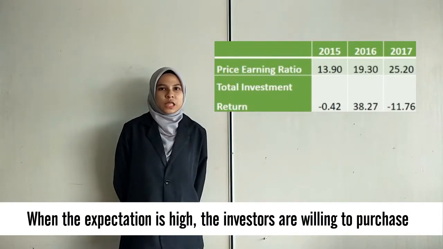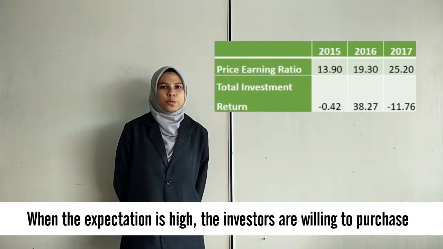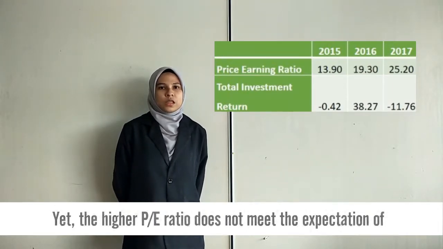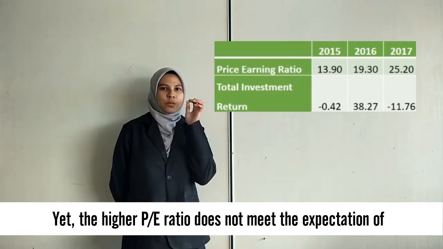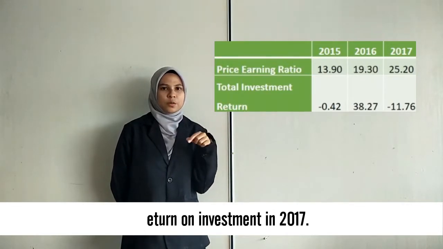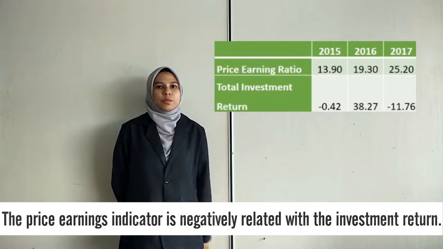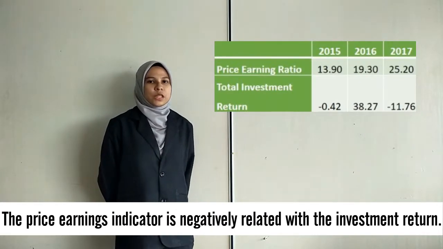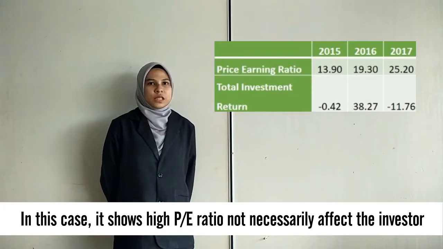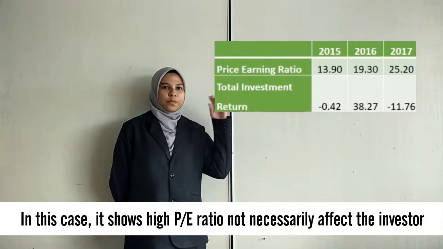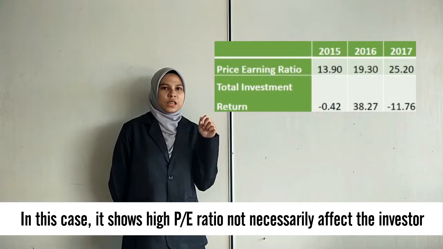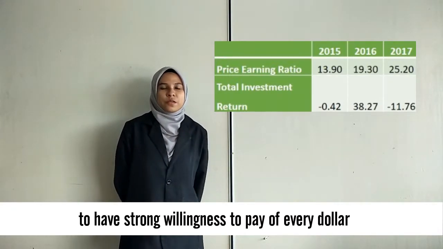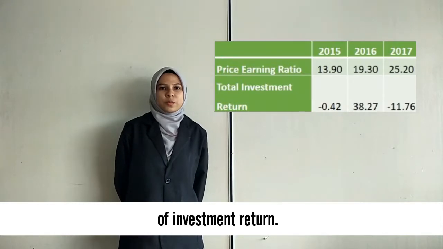When the expectation is high, the investors are willing to purchase the overvalued stock of Apollo Food Holdings. Yet, the higher PE ratio does not meet the expectation of return on investment in 2017. The price earnings indicator is negatively related with investment return. In this case, it shows a high PE ratio does not necessarily give investors a strong willingness to pay for every dollar of investment return.